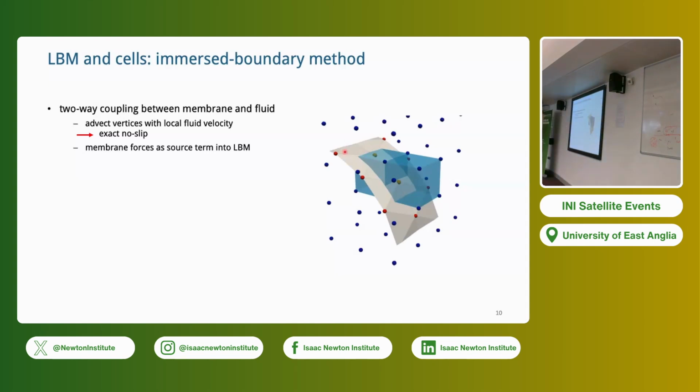They can be anywhere, but they need to speak to the lattice, and to speak to the lattice, we do interpolation, and we do spreading of forces. So that's the two directions. The first one is we have the fluid velocity on the grid points. We need to interpolate the fluid velocity on the position of the vertex to move the vertex. It's exactly no slip, so the vertex doesn't have a mass. It exactly moves with the local fluid velocity. And then the other way around is to take the force from the membrane, so these stretching and bending forces, and to include them as a source term into the collision operator, so into the Navier-Stokes equations.